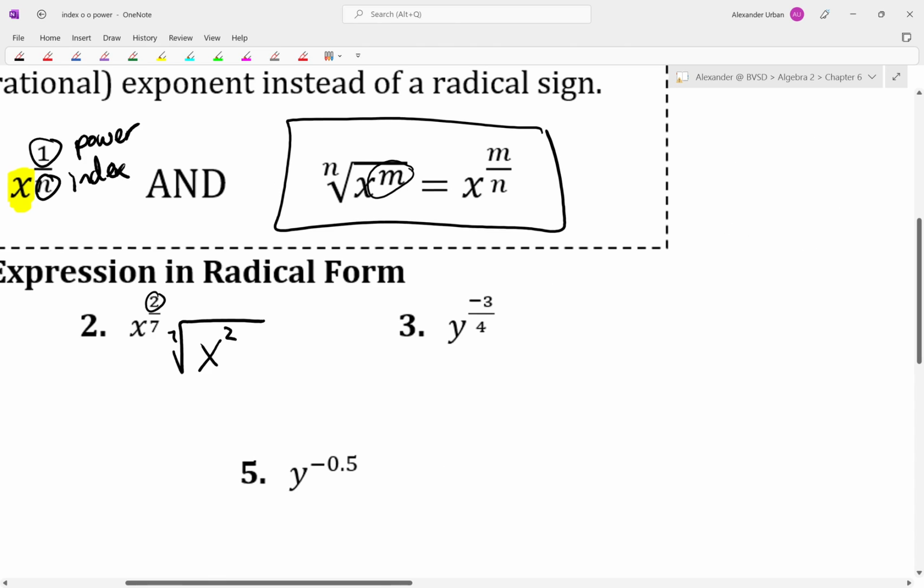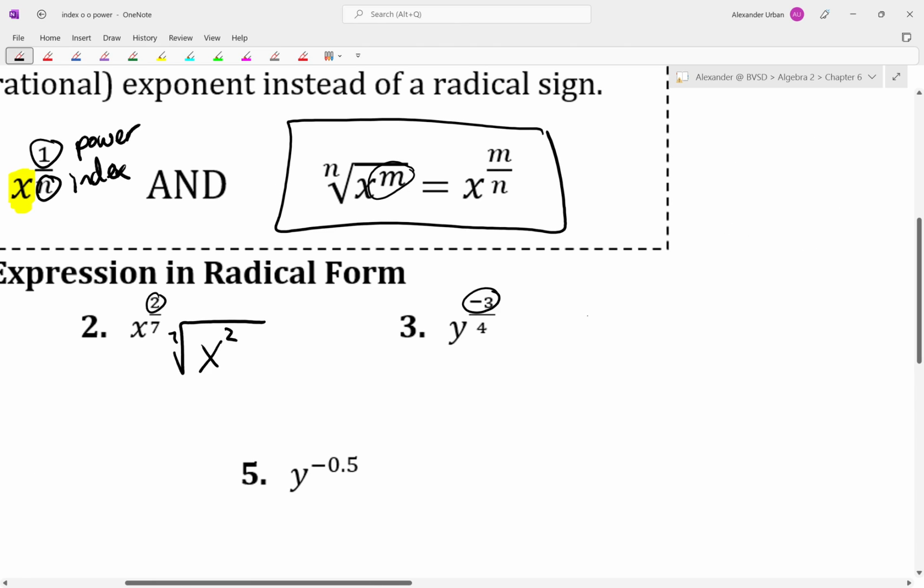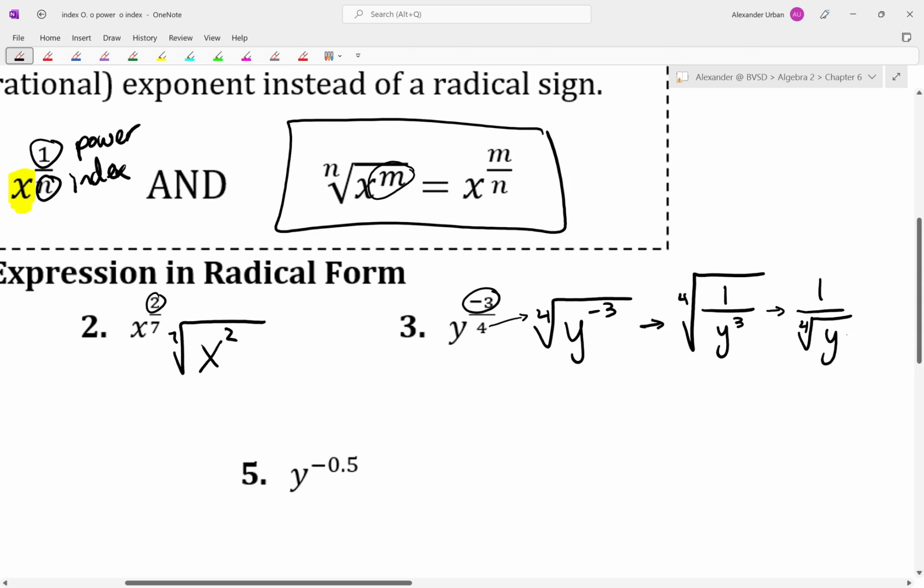Our next problem here is we have y to the -3rd. So this is y to the -3rd underneath the 4th root. So again, our index is 4th. So this is a problem here because we're going to end up with this fraction. We have 1 divided by y to the 3rd inside of the 4th root. And if we 4th root the top and the bottom of this fraction, we end up with 1 over the 4th root of y cubed.